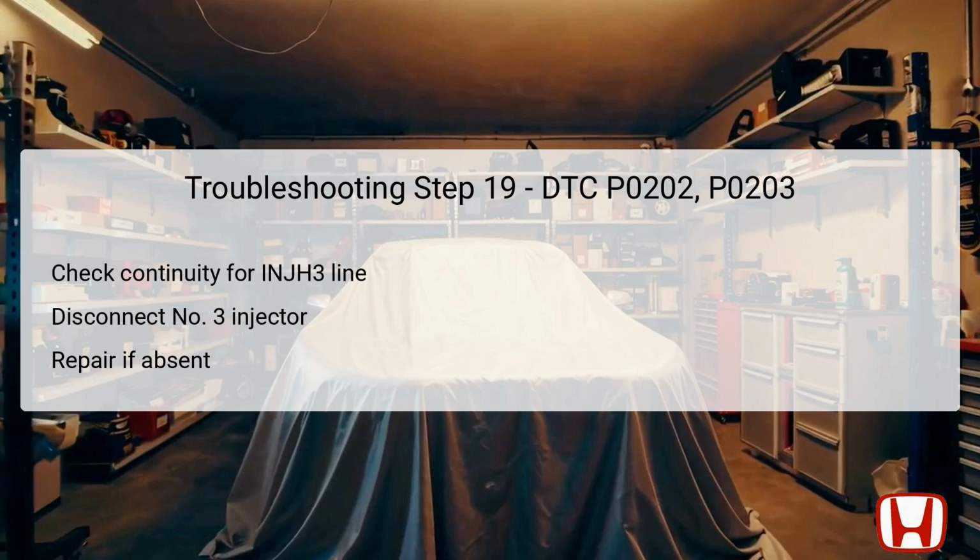If continuity is not present, repair the open circuit along the INJH3 wire between the PCM and the injector. This step is important to ensure all wiring is intact and functioning as it should.